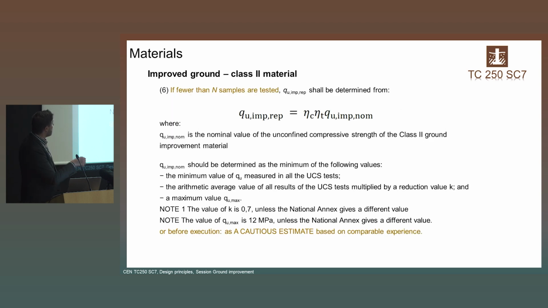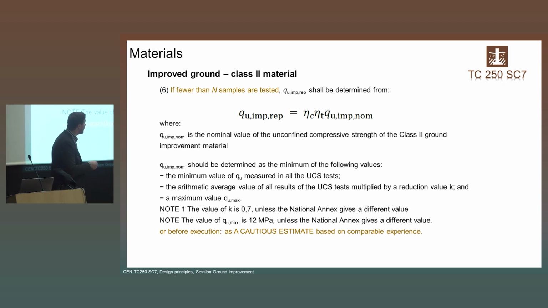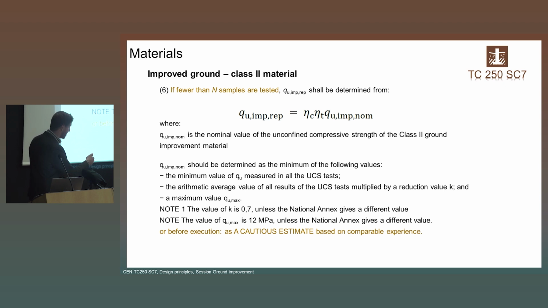Now, we may have fewer than 10 samples to be tested, and in practice that arises a lot. You have a small number of samples, and in this case you have to compute the representative value based on a nominal value. This nominal value is taken as the minimum of the following values: the minimum value of the results of all your data sets, an arithmetic average value factorized by k, which is typically 0.7 in Dutch and Belgian practice. In Germany, this is close to 0.7 also with the DIN standard.